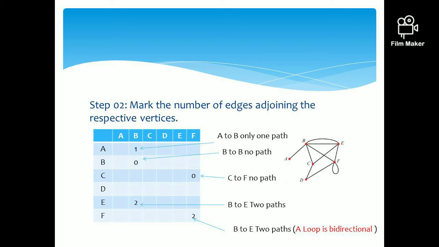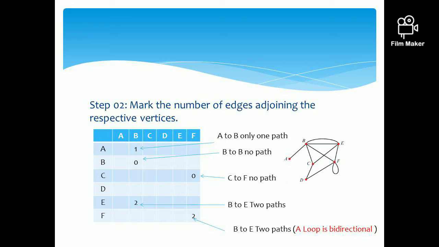If you consider the path between C to F, there are no paths between C to F. Therefore, C to F or F to C turn up into 0. Now consider the path from C to B. C to B or B to C, there are two paths and both paths are unidirectional. As a result, B to E or E to B turn up into 2.